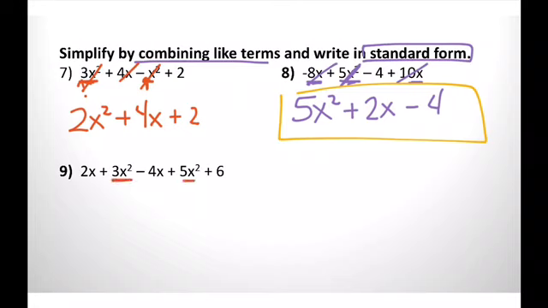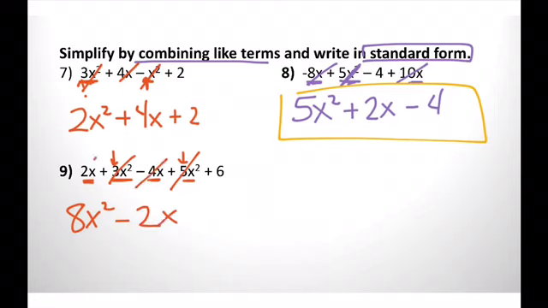Okay, and then the last one in this section, x squared, x squared. So if I've got 3x squared and 5x squared, I've got 8x squared. I do not multiply, so I'm not adding up my exponents or anything like that. Remember, if you have a cookie and you have another cookie, you have 2 cookies. Okay, next is going to be x. So 2x minus 4x. And then plus 6. So this is a trinomial degree 2.